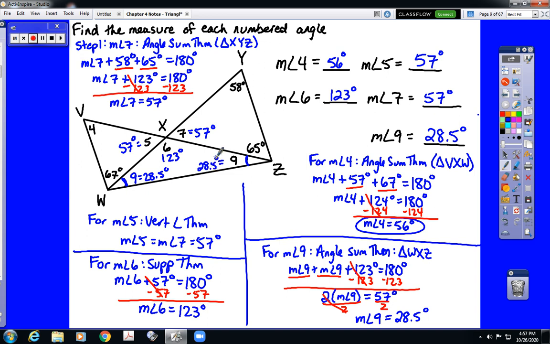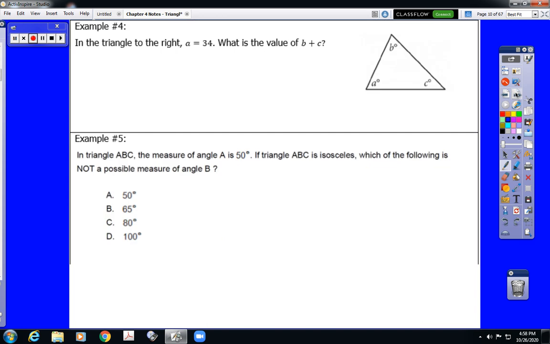Okay, so that was a rather advanced example. Again, we didn't do that one in class, but I promised that I would post a video of it. So there it is on the video. Now let's look at some SAT style questions based on this theorem. Okay, so here we have two SAT style questions.